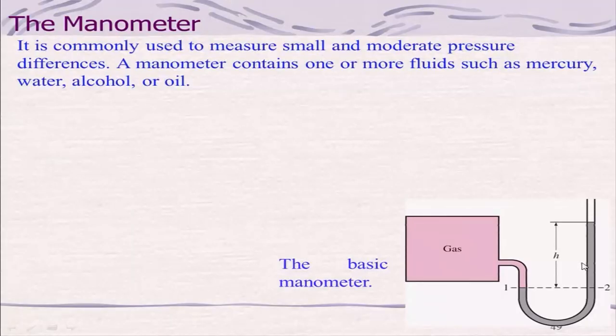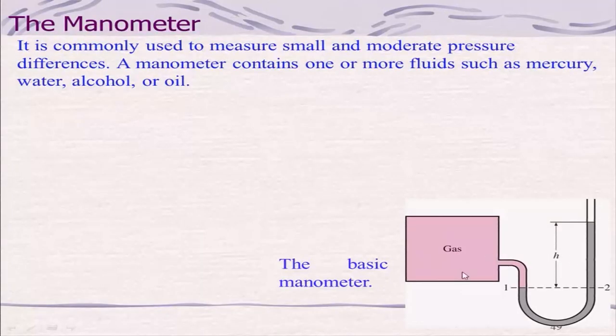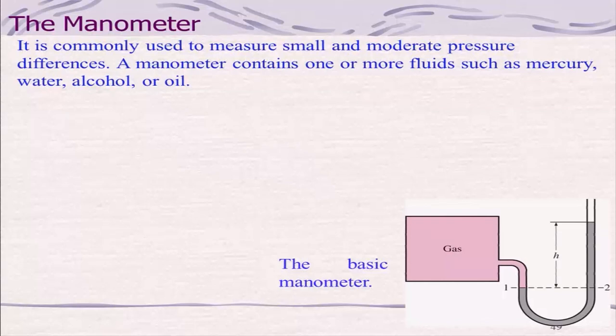So I want to connect this h, because I can measure this height, and then calculate the pressure of the tank. So what will I have to do? I can take this as my reference pressure. I can calculate this height, and then I know the manometric fluid density, let's say this is the density of the fluid, and gravitational force is acting, right? So I know that.